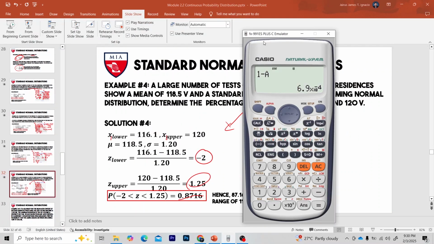Okay, so let's have the calculator. So we have shift 1. The first step is we need to get the value of 1.25. We need to get the z-score of 1.25 because it is greater than z, therefore, direct to the point. So we have 5, 1, so we have 1.25.